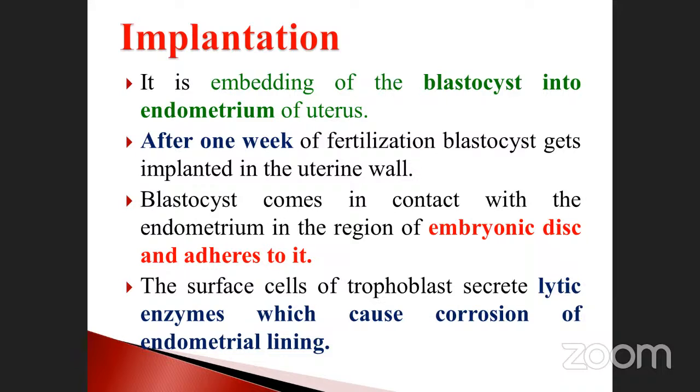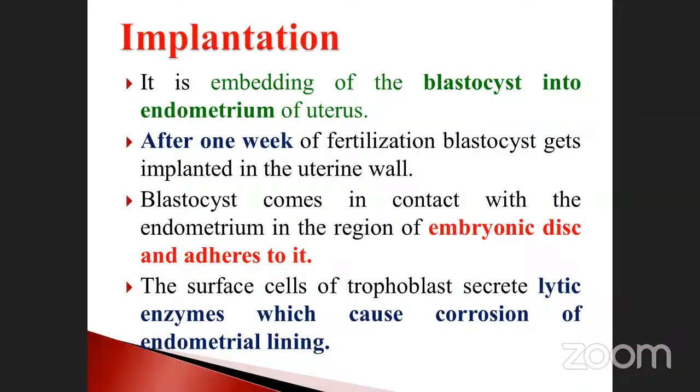Okay. The blastocyst comes in contact with the endometrium in the region of the embryonic disc, already we discussed, and adheres to it. Okay, the embryonic axis is also there, that directly binds with the endometrium wall. The surface cells of the trophoblast secrete a lytic enzyme. This is very, very important. When it attaches to the endometrium, what happens? The trophoblast cells secrete the lytic enzyme, which causes corrosion of the endometrial lining. Then only the umbilical formation takes place within this.